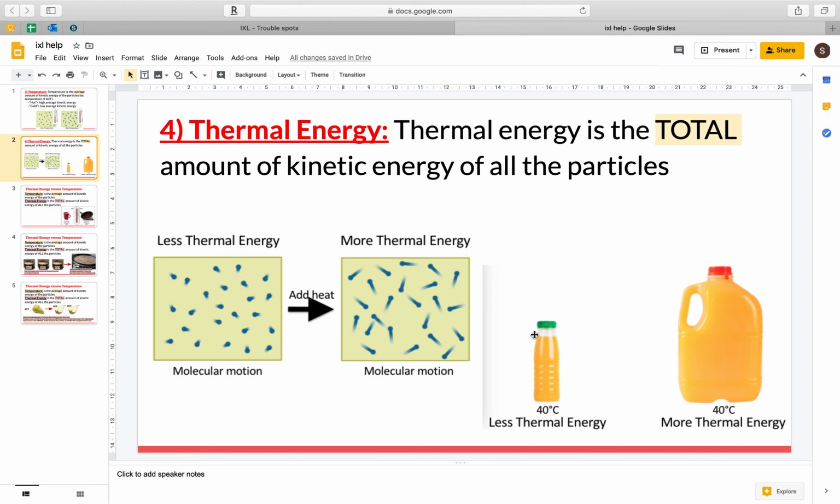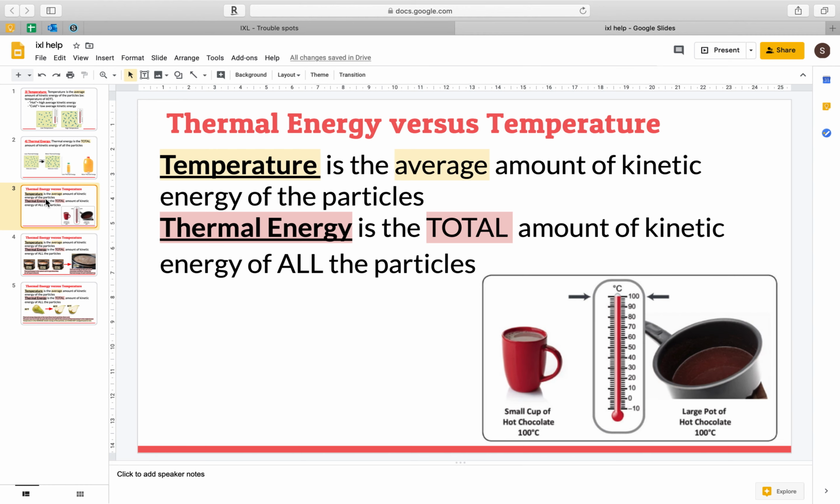However, this small orange bottle has less thermal energy because there are fewer particles in here. There's only, say, 30 particles. No matter how fast those particles are moving, in total, it's going to be a smaller number compared to this one where there might be 1,000 particles. So this orange juice container has more thermal energy because there are more particles in here. It has a bigger mass. It has more matter. It has more particles. So that's thermal energy versus temperature.